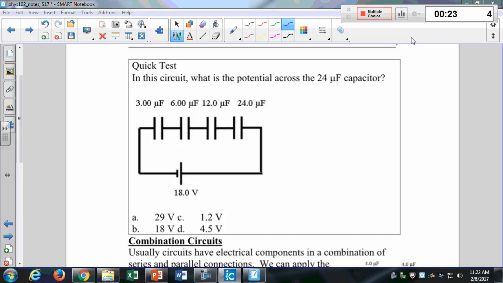All right. What is the potential across the 24 microfarad capacitor? Now you might be able to just look at this and guess what the value should be. I think you probably can actually. You can probably guess correctly.